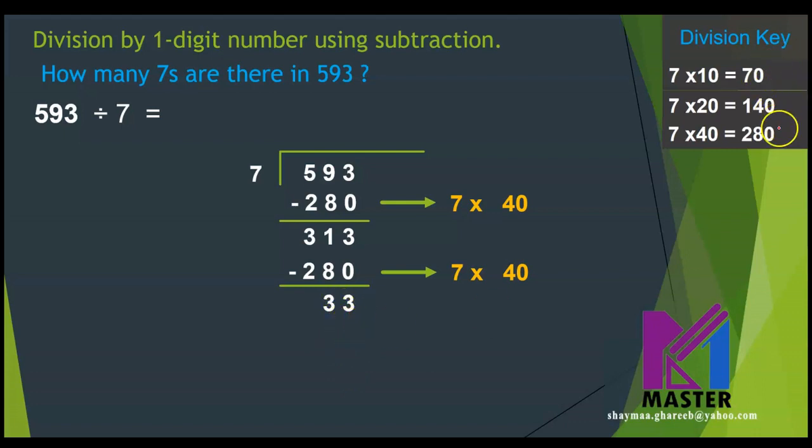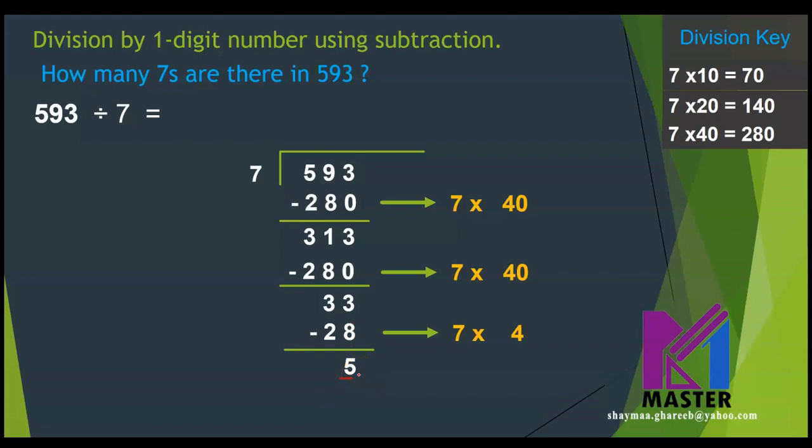Now I will ask myself how many sevens I can take from the 33. Do I have any key here? No, this number is smaller than the 70. Can you think of a smaller multiple of 7? We have 7, 14, 21, 28, then 35. What do you think? 28, of course. So I will take 28, which is 7 times 4, or 4 sevens. How many left? There is 5 left. Can I take any sevens from the 5? No, which means my problem ends here.